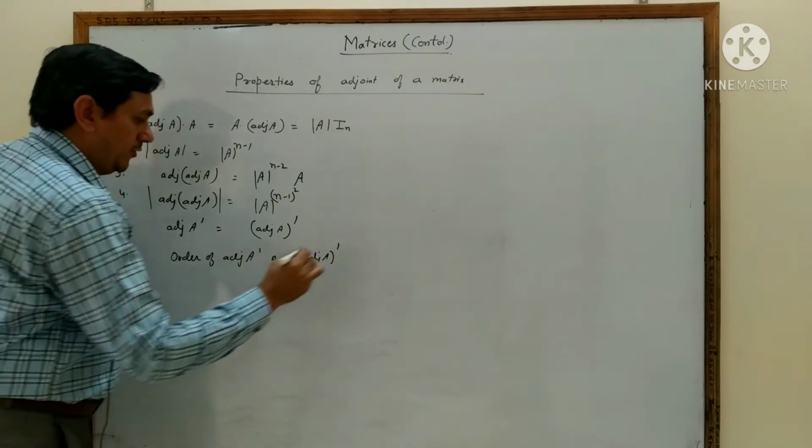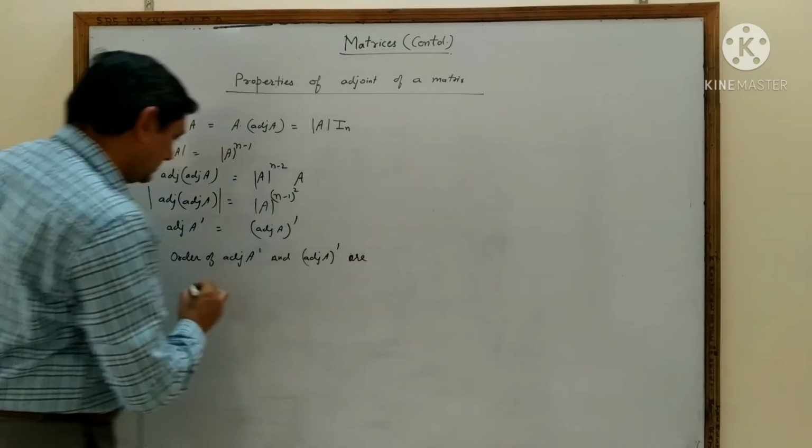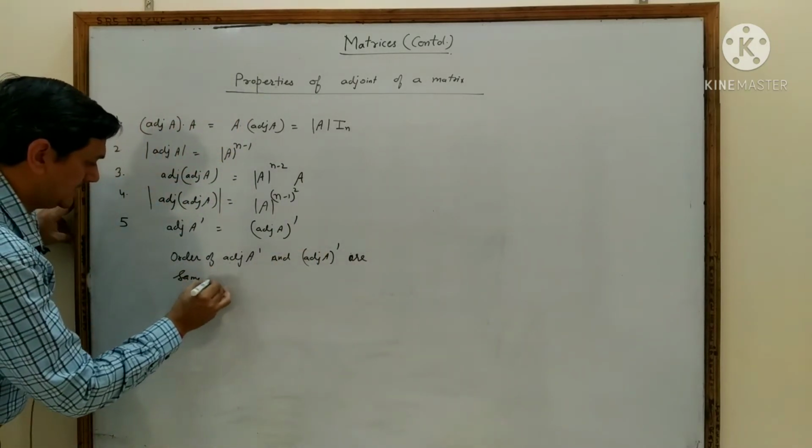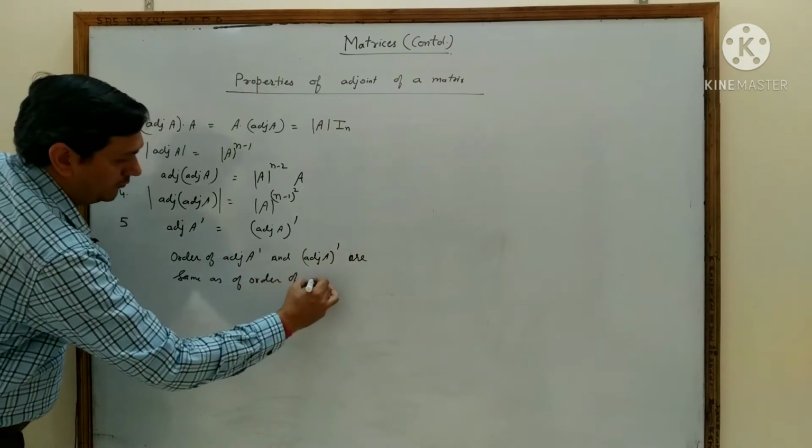the transpose of the adjoint of A are the same as the order of matrix A.